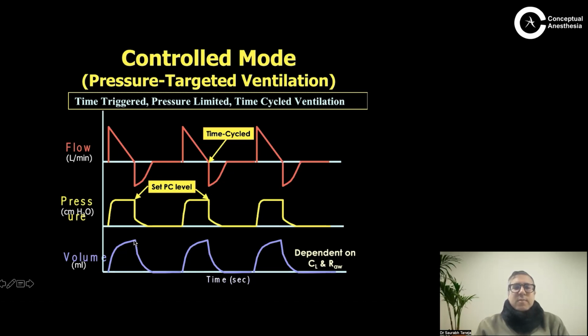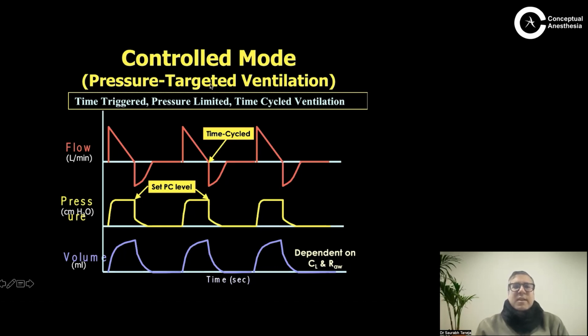The volume. So volume is dependent on the compliance and resistance. Compliance of the lungs and resistance of the airways plus the pressure control that you have set determines the volume that the patient will have. And remember, volume, why is it important? Because volume into respiratory rate is minute ventilation. So if the patient is not having adequate minute ventilation, then his CO2 will build up.